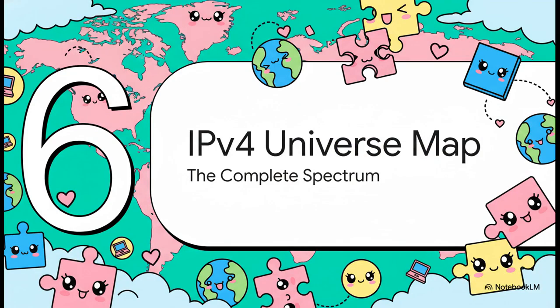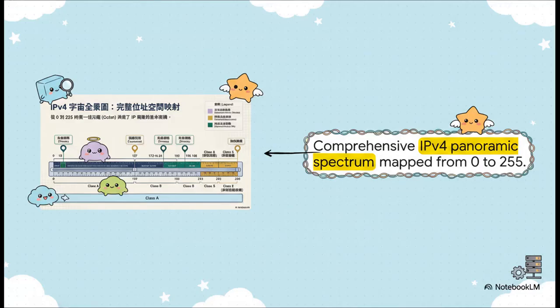Finally, Section 6, the IPv4 universe map, the complete spectrum. We've reached the climax of our explainer. It's time to take everything we've just learned and lay all these puzzle pieces out on one massive global map. This is where the classes, the private IPs, the loopbacks, and the multicasts all slide perfectly into place.